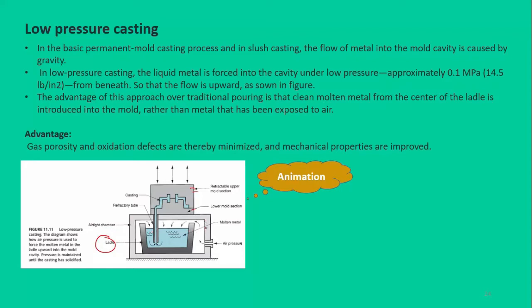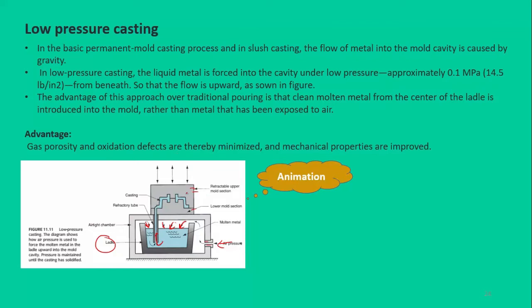That ladle is placed inside an airtight chamber which has an inlet for the air. So what we do, initially we apply the air pressure from this inlet. This air pressure is exerted onto the surface of this molten material. Because of this pressure exerted on the surface, the liquid metal from deep inside the pool moves up this refractory tube into the mold cavity, and once it fills the mold cavity, we allow it to solidify, and once it's solidified, we simply open the mold and remove the product.